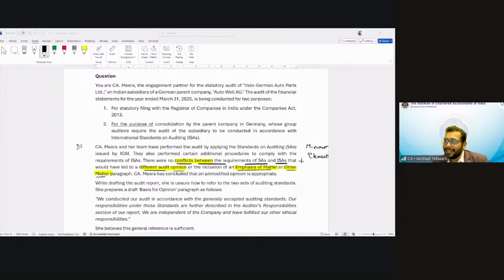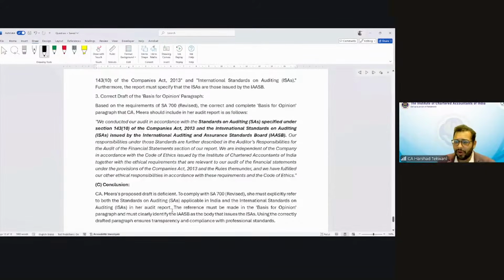Okay. So now in this case, I will show you the draft opinion that is required to be prepared and how you should prepare it. This is just a draft. Again, if something else is there, then it will change accordingly. But considering all the scenarios and all the information, this is the draft opinion that is required to be prepared. We have conducted our audit in accordance with the Standards on Auditing specified under section 143(10) of the Companies Act and the ISA issued by the International Auditing and Assurance Standards Board. Our responsibilities under those standards are further described in the Auditor's Responsibilities for the Audit of the Financial Statements section of our report.